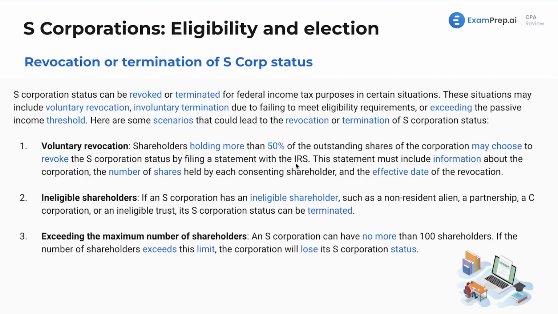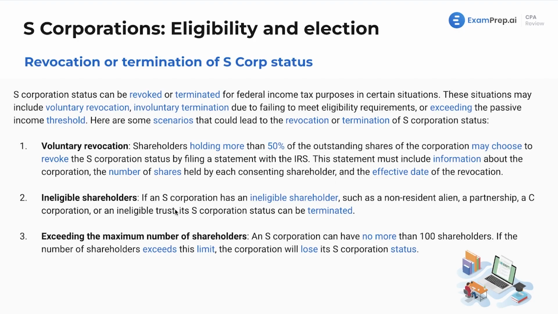Why would you do that? Well, maybe you're getting bigger and bigger and you want to make that S Corp into a C Corp so you can list it on the stock exchange. That would be a great reason to do so. The statement must include information about the corporation, the number of shares held, and the effective date of the revocation.